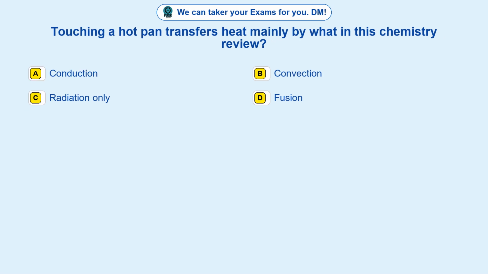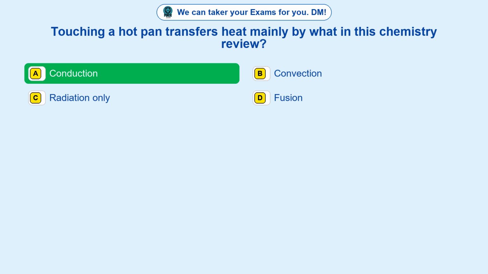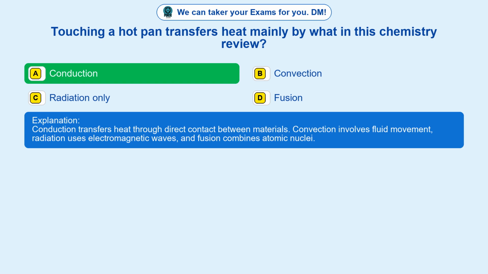Question 75. Touching a hot pan transfers heat mainly by what in this chemistry review? Option A, conduction. Option B, convection. Option C, radiation only. Option D, fusion. The correct answer is option A, conduction. Conduction transfers heat through direct contact between materials. Convection involves fluid movement, radiation uses electromagnetic waves, and fusion combines atomic nuclei.